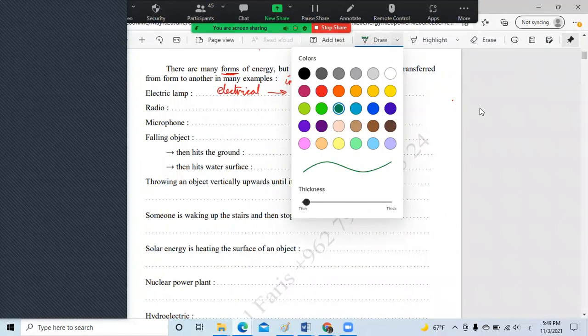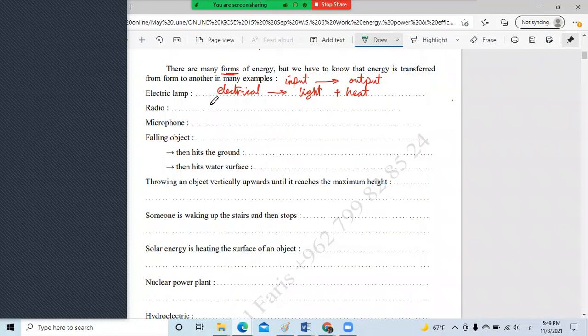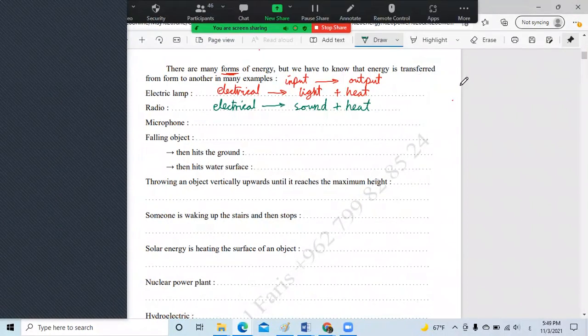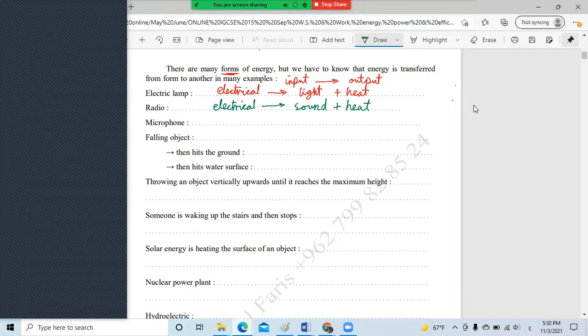Another example here, we have the radio. And in the radio, you put electrical energy inside it. This is the input. And the output is what? Sound. It produces sound. Plus what? Plus also heat. So that's one of the reasons why we have global warming, because a lot of the appliances transfer energy as wasted heat energy, so the temperature of the globe increases. Okay, this is the radio. So electrical into sound plus heat.